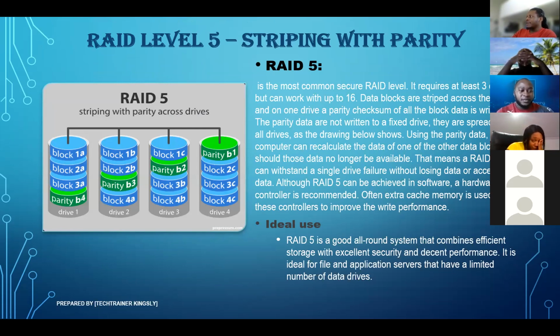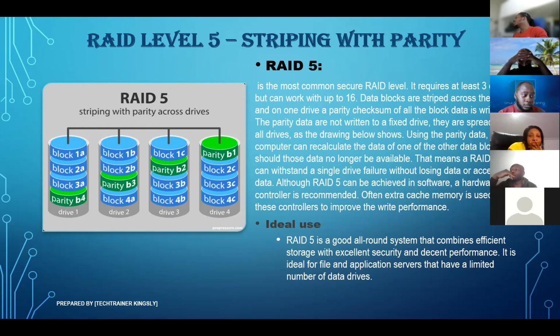And now we have RAID 5. RAID 5 comes with striping and parity. What that simply means is that it's the most common secured RAID level, requiring at least 3 drives, but it can work with up to 16. The minimum for RAID 5 is 3 drives. The minimum for RAID 2, RAID 1 and RAID 0 is 2 drives. And for RAID 5, the minimum is 3.